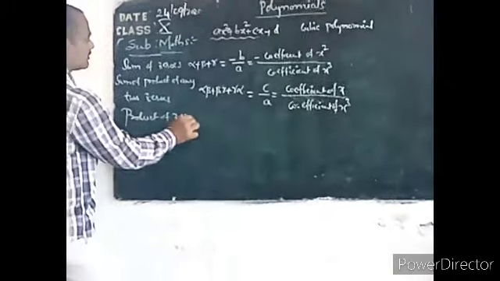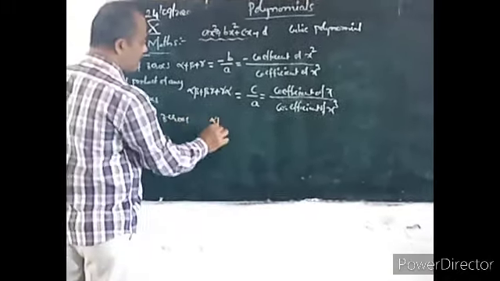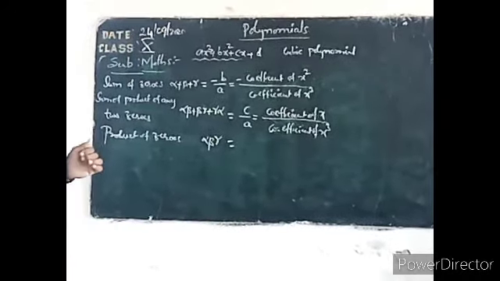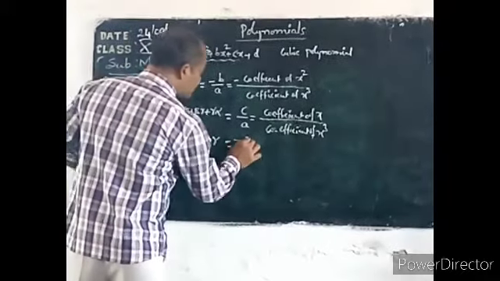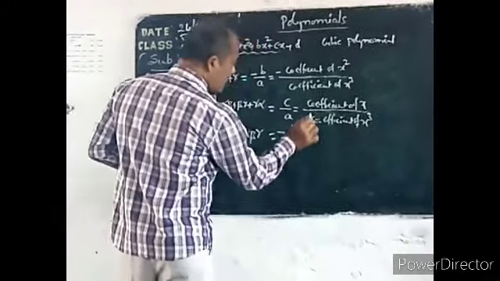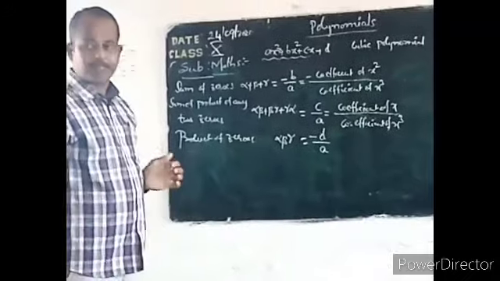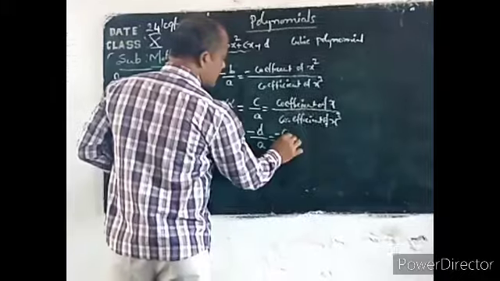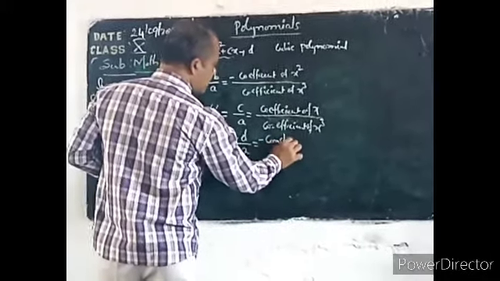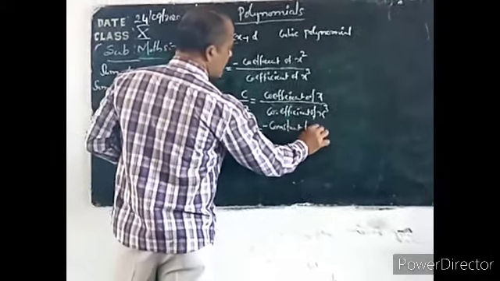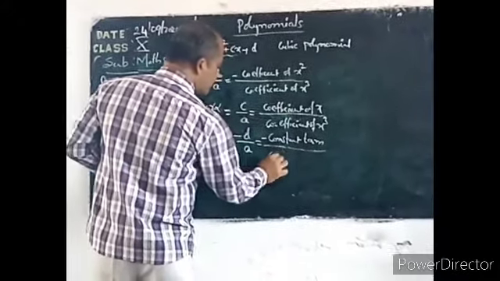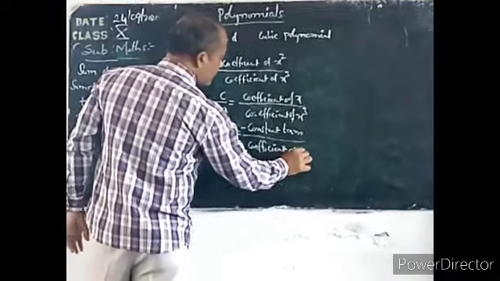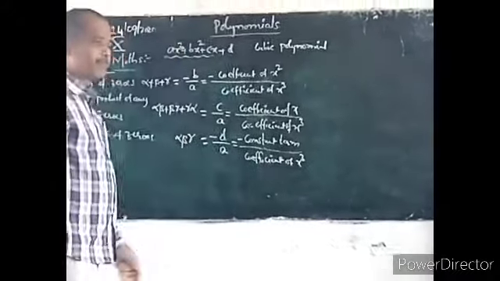Next, the product of zeros, that is alpha into beta into gamma, is minus d by a. Here d is the constant term, so it is minus of the constant term by the coefficient of x cube.